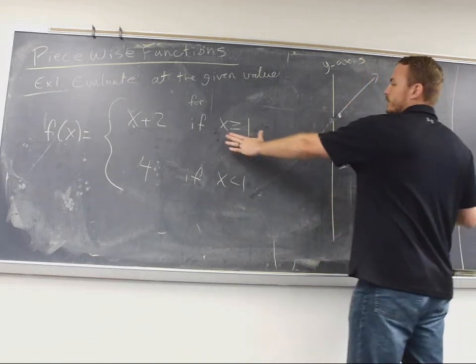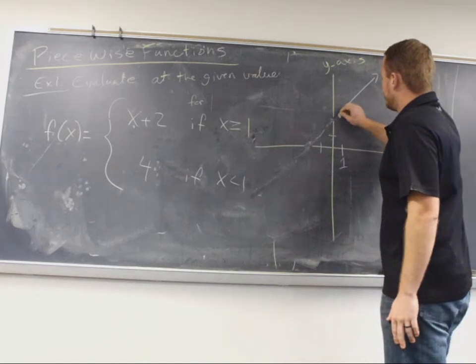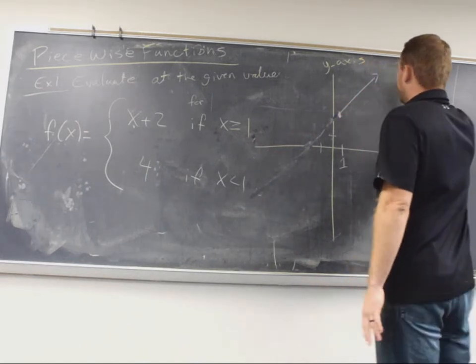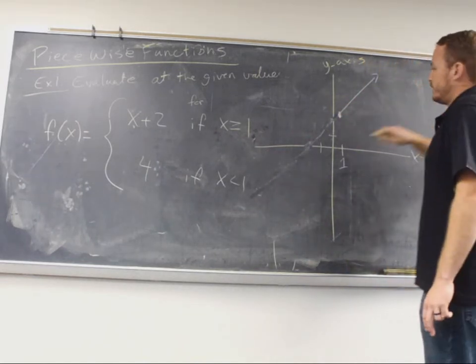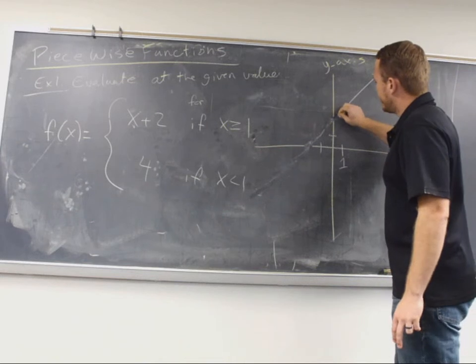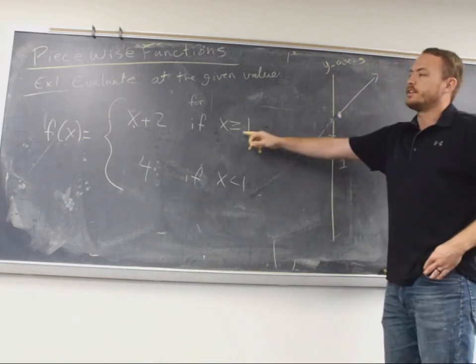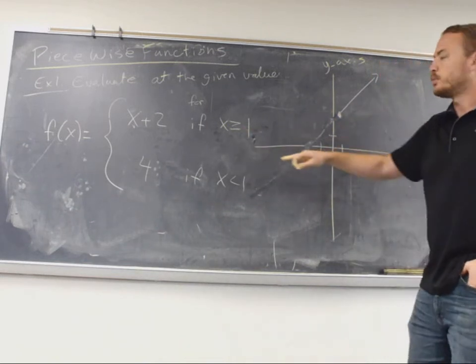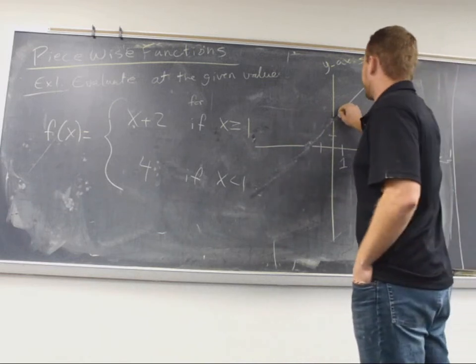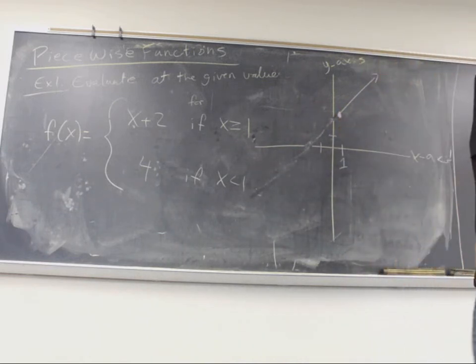Again, I only care about x greater than or equal to 1. That gives me all the values of x greater than or equal to 1. And notice I use the solid dot because it's greater than or equal. The equal portion makes it a solid dot. Okay? So that's half of it.